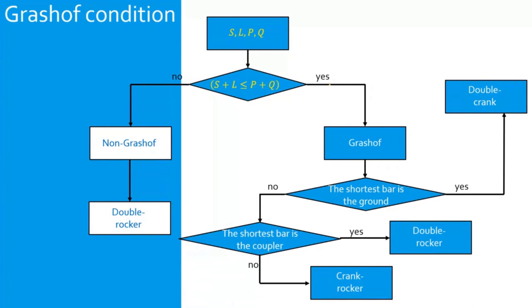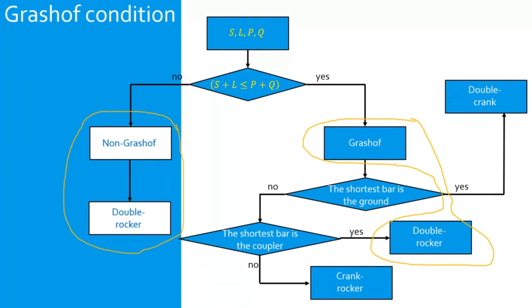Now, I insist that the difference between the non-Grashof double rocker and the Grashof double rocker is in the motion of the coupler. In the non-Grashof double rocker, the coupler has an oscillatory motion. It can go only back and forth. And in the Grashof double rocker, the coupler can go through a 360-degree revolution. Okay?